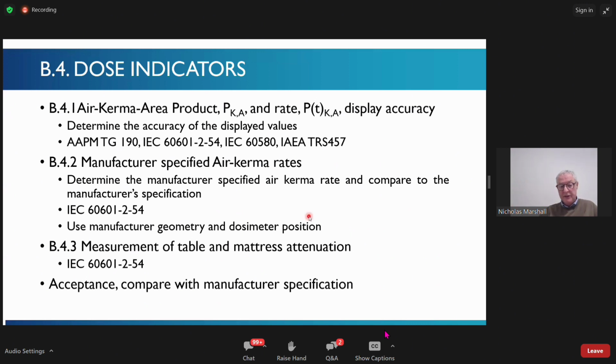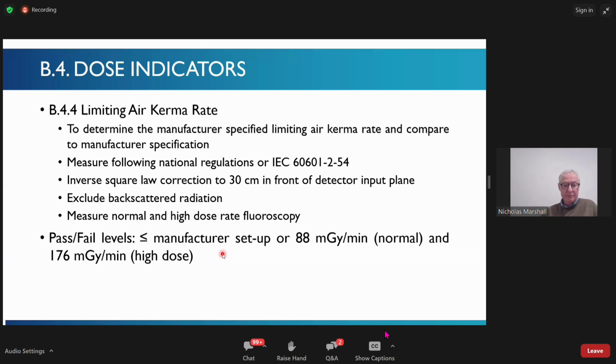Measurement of the table and mattress attenuation. Again, these are kind of IEC specified manufacturer specifications that you will compare against your measurements, okay? Limiting air kerma rate, this is where you drive the system to its maximum air kerma rates and measure it and then calculate with an inverse square correction the air kerma to what it would be at 30 centimeters in front of the detector input plane, excluding backscattered radiation normally.